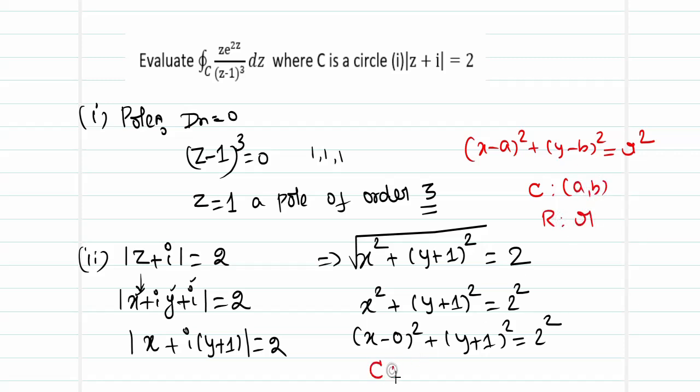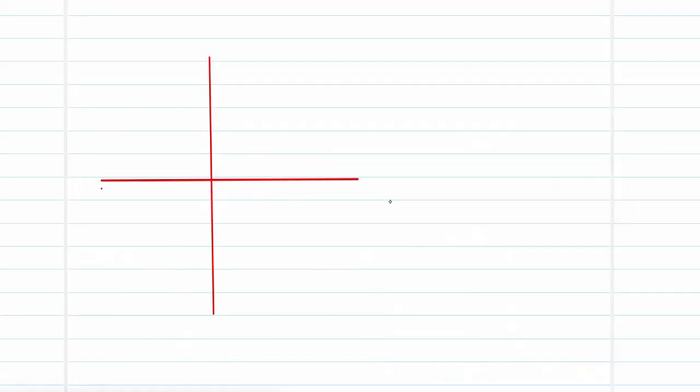So in which case, what is going to be the circle's center? It is going to be 0 comma minus 1. And what is going to be the radius? Radius is equal to 2 units. So where will we have the point 0 comma minus 1 in the plane? Considering this as my x-axis and this as my y-axis, this is going to be the point 0, 1, 2, 3. This is going to be minus 1, minus 2, minus 3. This is going to be 1, 2, 3. This is going to be minus 1, minus 2, minus 3 and so on.